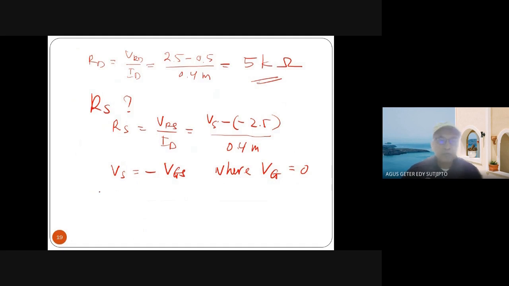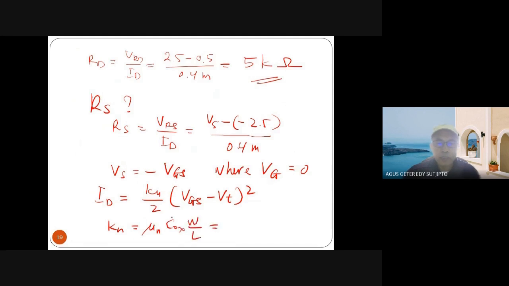This is where Vg equals 0, because the terminal G is grounded, so it is easy to find that Vg is 0. And then VGS we can find from ID equals Kn over 2 times (VGS minus VT) squared.